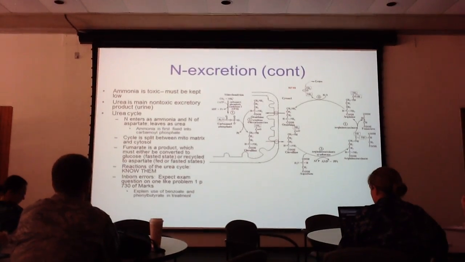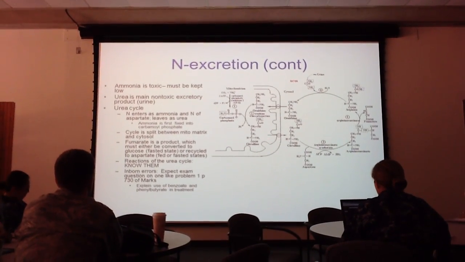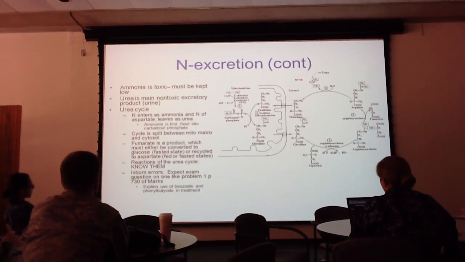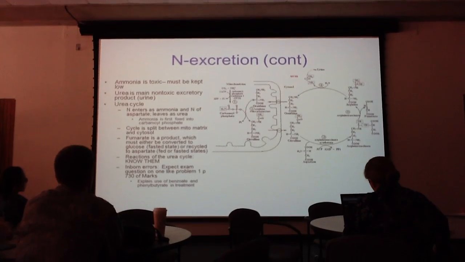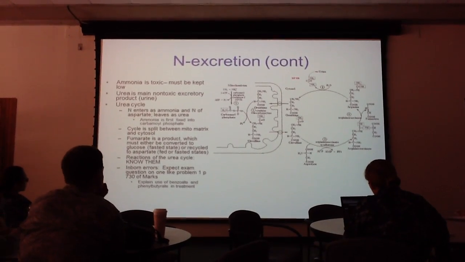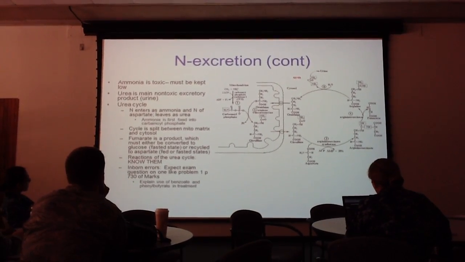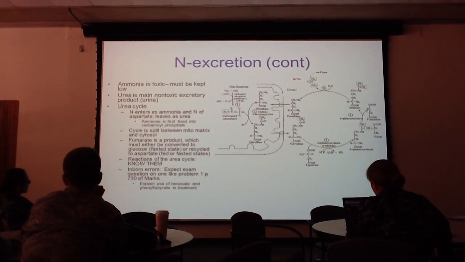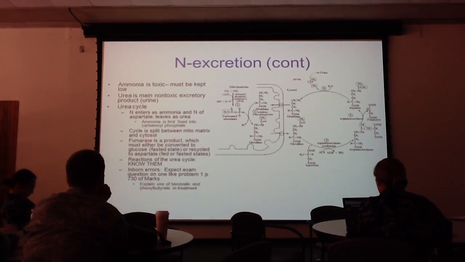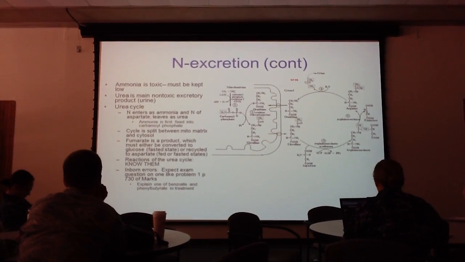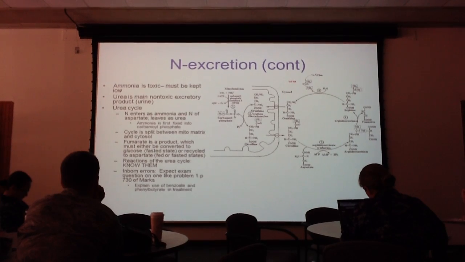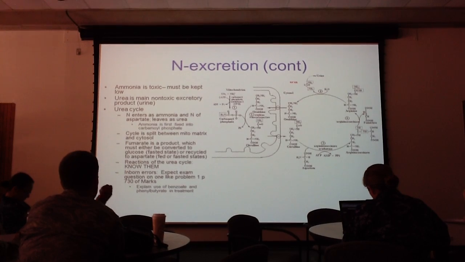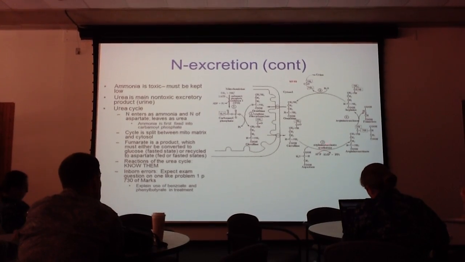The first step here is not technically part of the cycle, but it's ammonia plus CO2 gives you carbamyl phosphate. Key enzyme, carbamyl phosphate synthetase. I would know that one well. The cycle is split between the matrix and the cytosol. Now notice here's aspartate coming into the cytosol. So aspartate comes in and fumarate leaves.